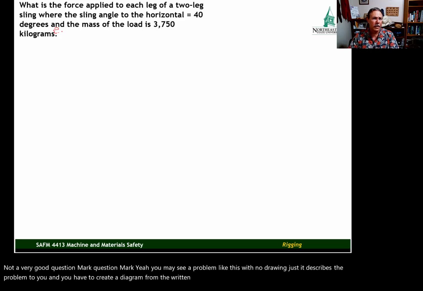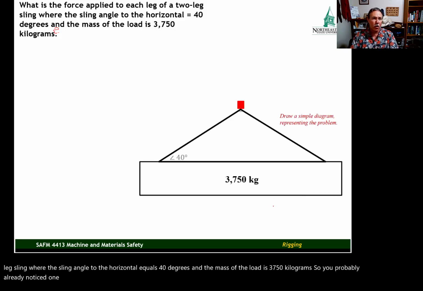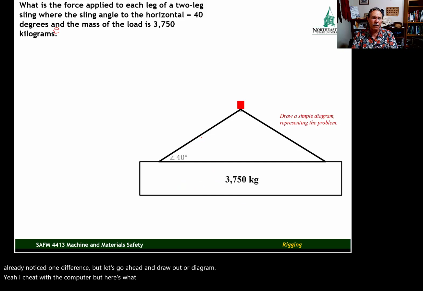What is the force applied to each leg of a two-leg sling where the sling angle to the horizontal equals 40 degrees and the mass of the load is 3,750 kilograms? So you've probably already noticed one difference, but let's go ahead and draw out our diagram. Here's what your diagram could look like. You have each leg of the sling, you have the angle to the horizontal.